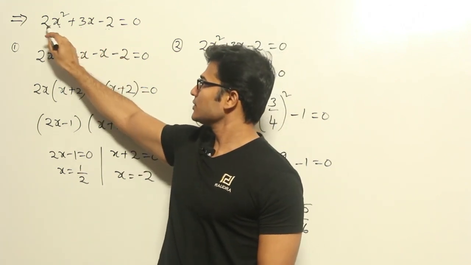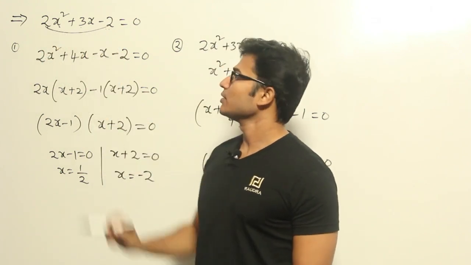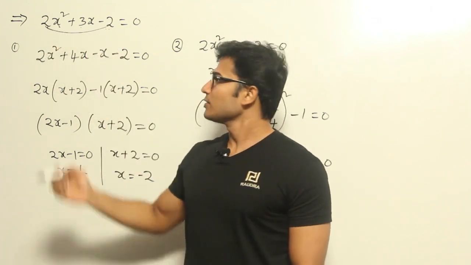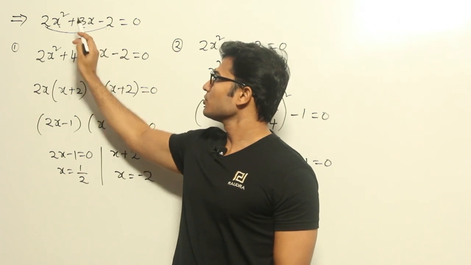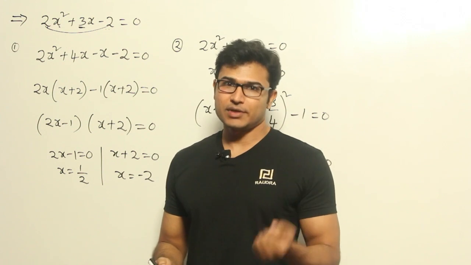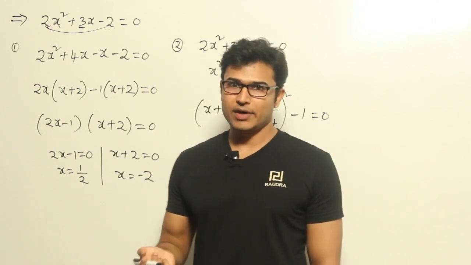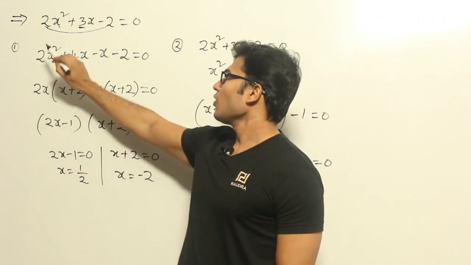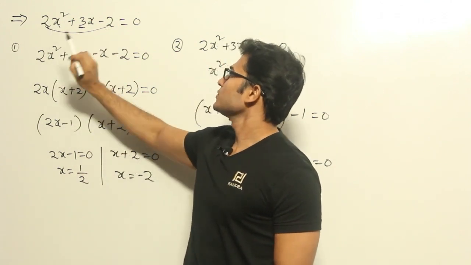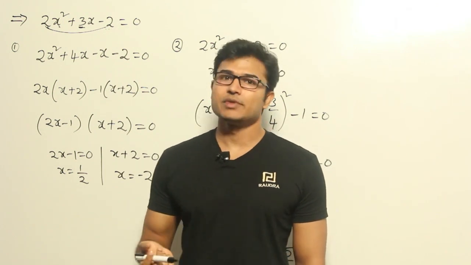But whenever a is not equal to 1, now the product of two numbers should be equal to a into c, and the sum of two numbers should be equal to this b. Right? Now find such numbers which satisfy whatever I told you, and once you get this, you can easily find the factorization. So now the product of two numbers has to be -4 and the sum of two numbers has to be 3. Now what will those numbers be?